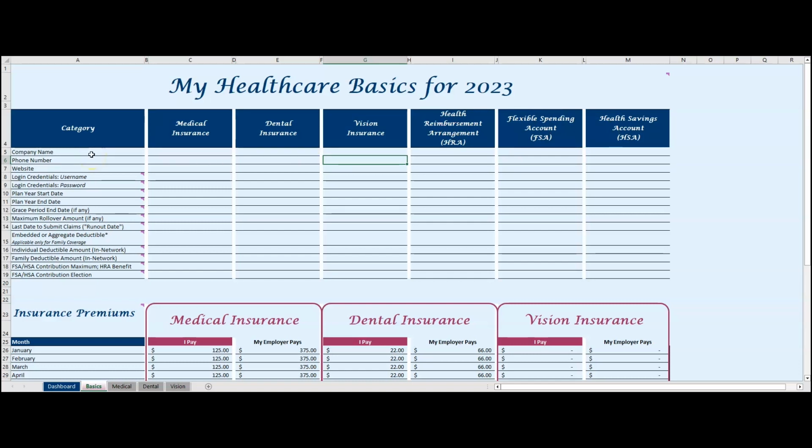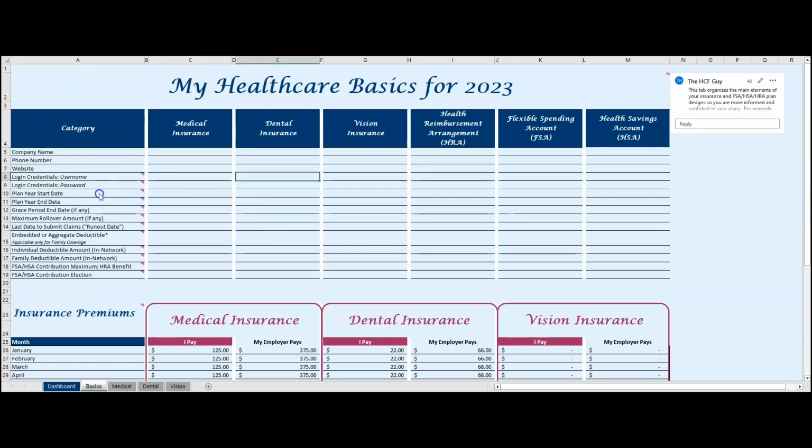Some of this is pretty self-explanatory. For example, company name. So if you have Blue Cross Blue Shield, for example, you can type that name in here. Their phone number. A lot of these companies have many different phone numbers. So once you find the one that actually leads to a person, feel free to type that in this cell. And their website. Login credentials. Now, if you feel comfortable typing out your username and password on this spreadsheet, feel free to do so, and then make sure you securely store it so that nobody has access to it.